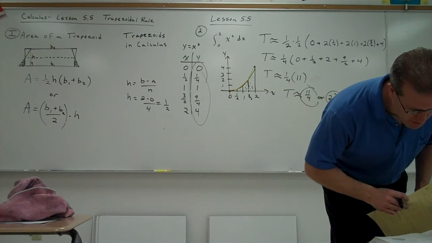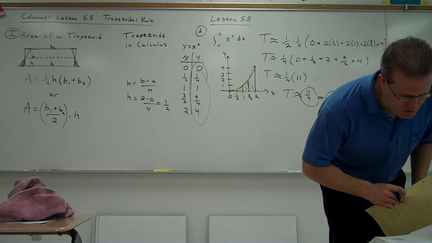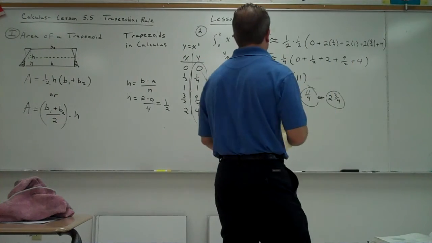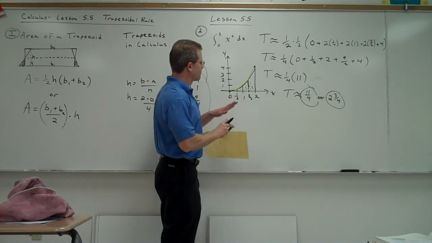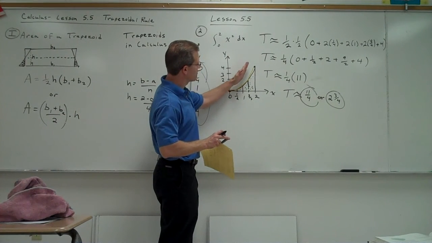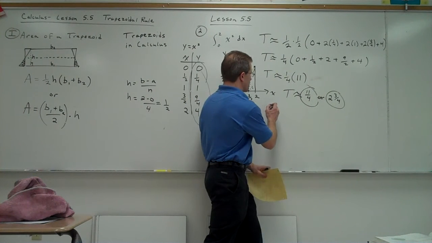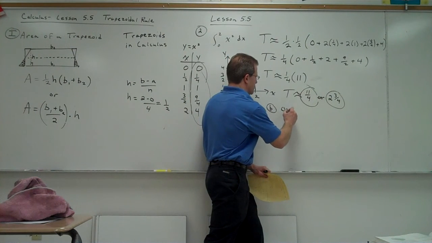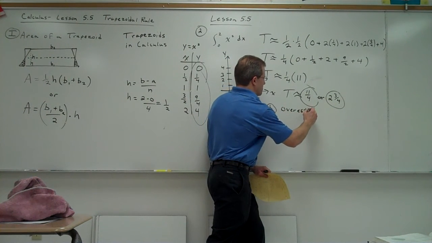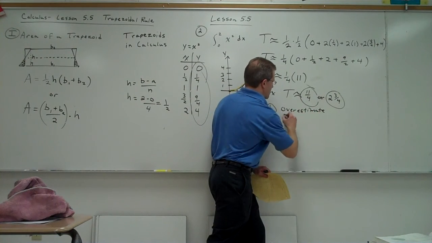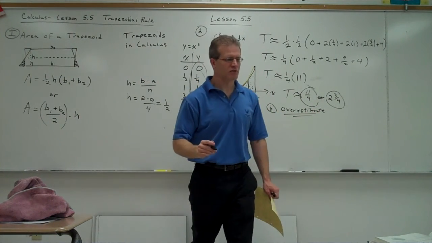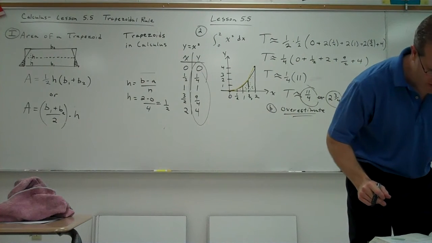Part B, use the concavity of the function to predict whether the approximation is an overestimate or an underestimate. We already talked about that. Because it's concave up, the tops of my trapezoids are actually above the curve, so I'm getting too much area. So for part B, this is an overestimate. I bet it's pretty close, even though it's an overestimate. We'll find out in a minute.